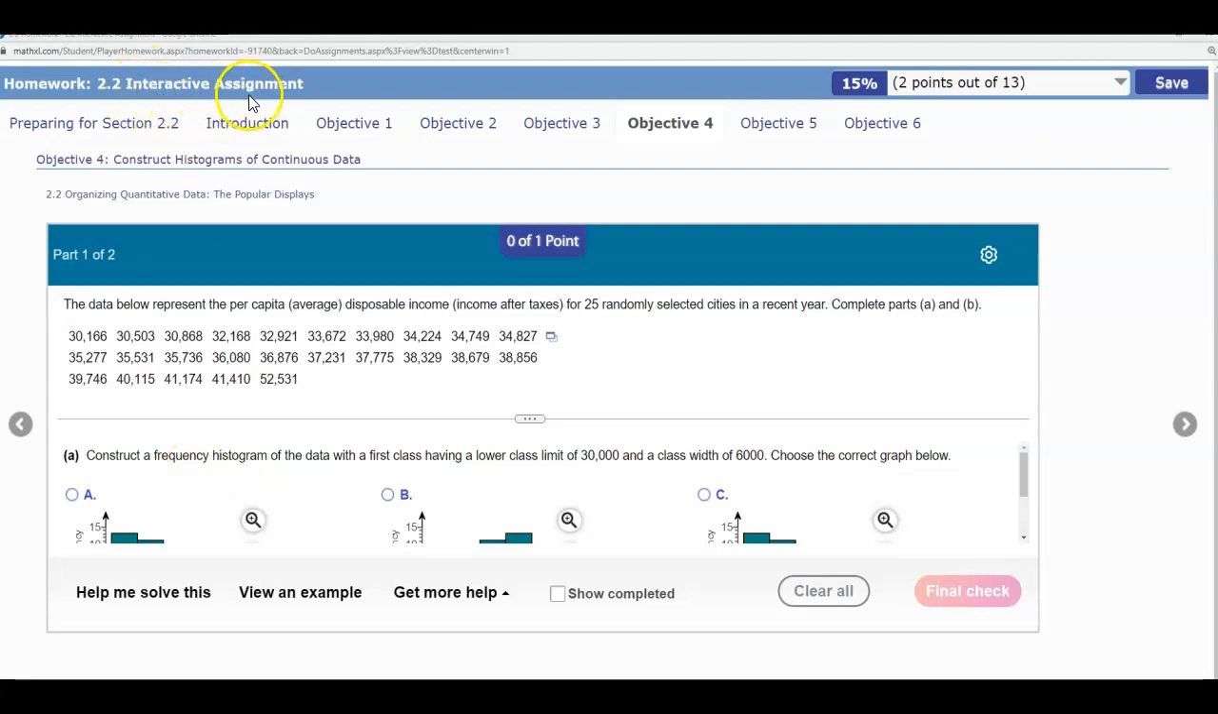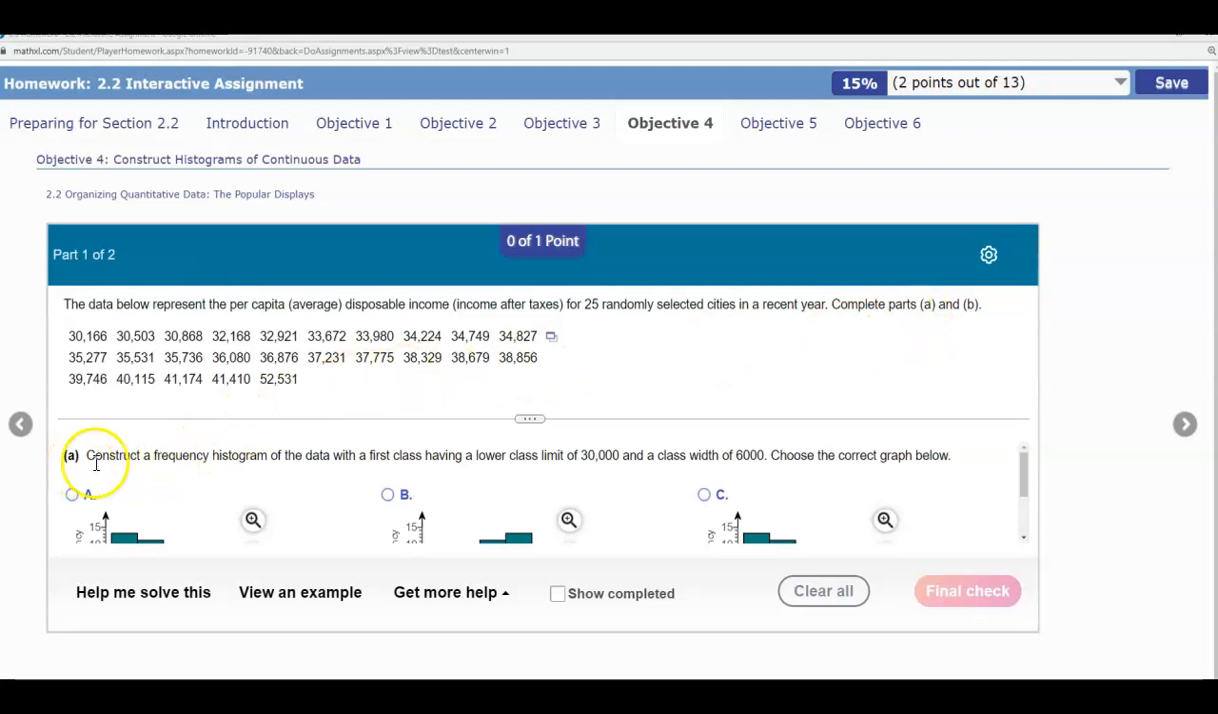Section 2.2 Interactive Assignment Objective 4. The data below represent the per capita average disposable income after taxes for 25 randomly selected cities in a recent year. We're going to complete parts A and B.